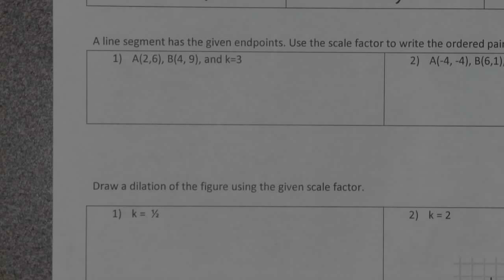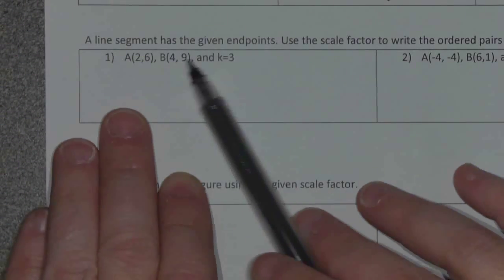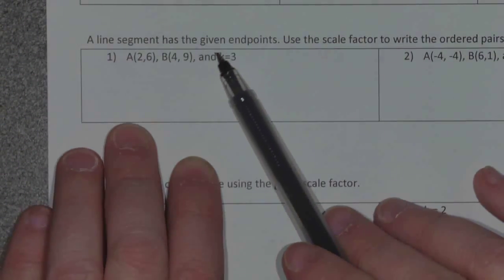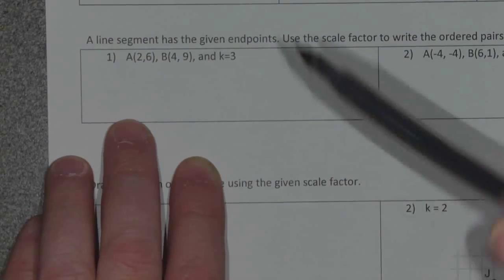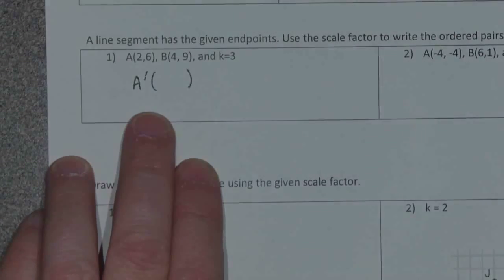All right, the next one, it says a line segment has the given points. Use the scale factor to write the ordered pairs after the dilation. So these are my 2 ordered pairs, and my dilation or scale factor is 3. So what's my new ordered pair for A? What's my A prime?